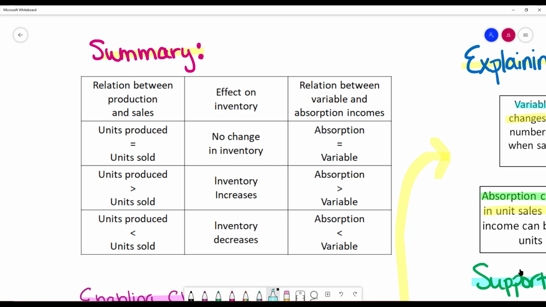Now, when your units produced is less than the units sold, how can that be? How can I make less than what I sell? So what about when units produced is less than the units sold?